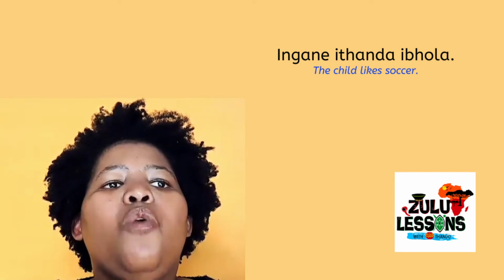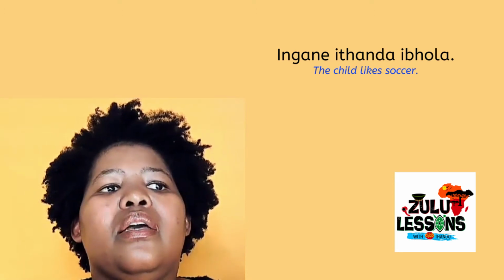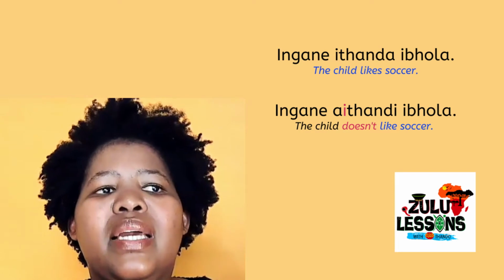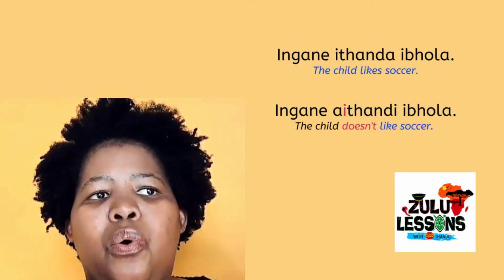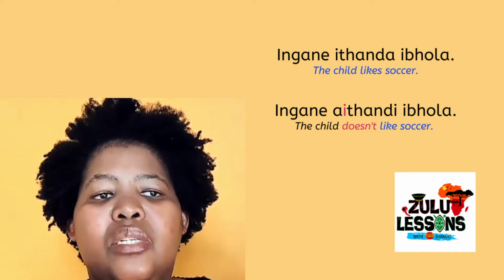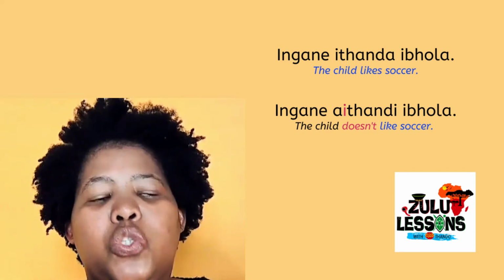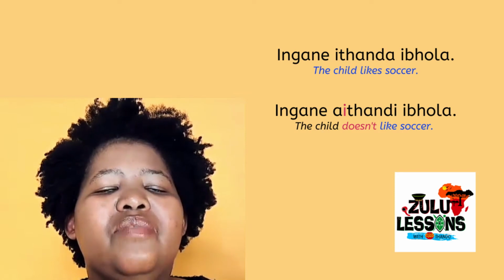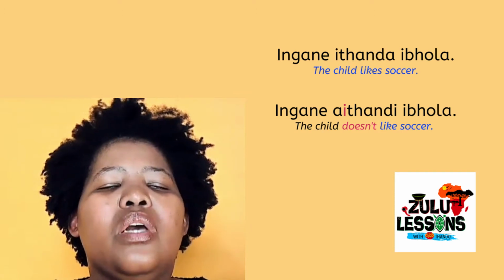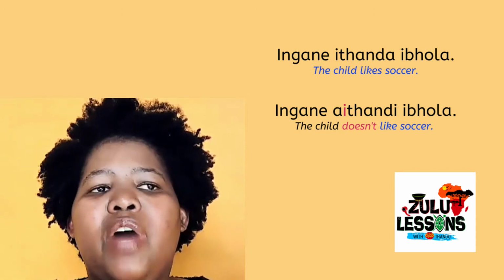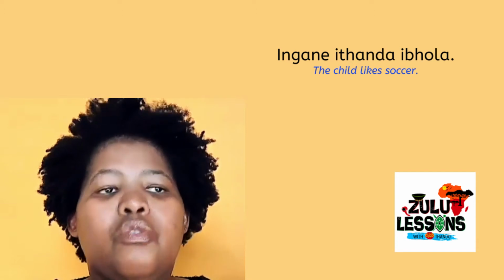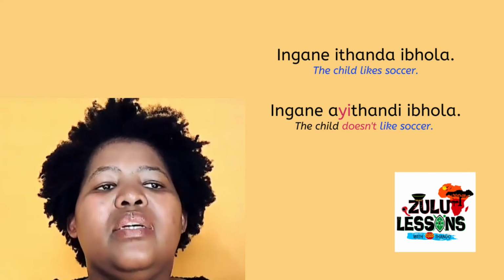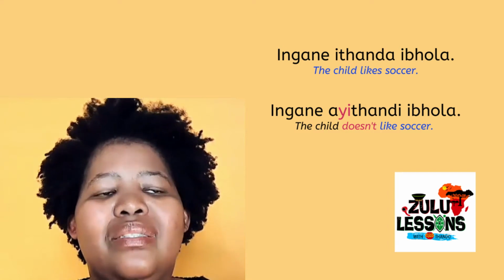Now, when we negate this sentence, we want to say then, ingane ayithandi ibhola. Ingane ayithandi ibhola. The child does not like football or soccer. We are using that Y between the A and the I in this negative statement to separate those two vowels, because the Y is the consonant vowel sound that goes with the vowel I. So the Y is the one that we always use that accompanies the I.